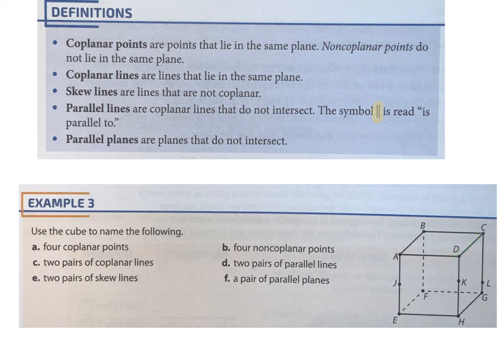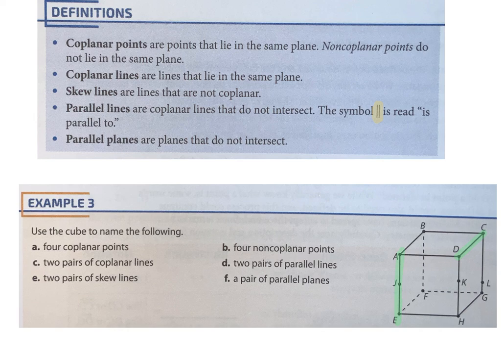What about skew? This is the one that people kind of get confused on. For skew lines, they cannot be on the same plane. So let's start with AE, and then we need a line that's not on that plane. So we could say DC. They will never intersect because they are not on the same plane.